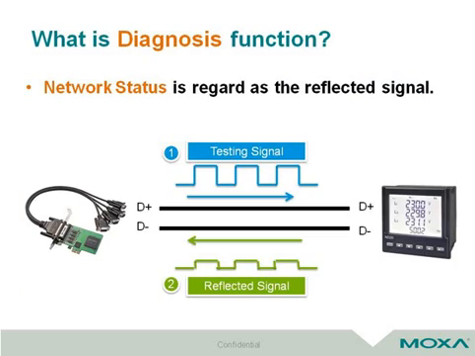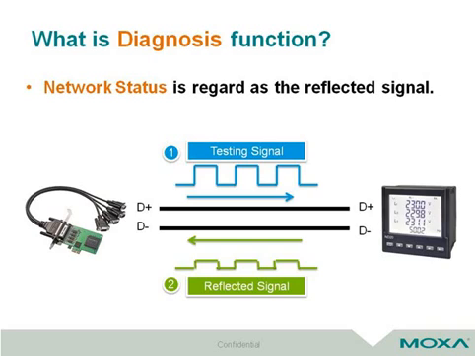Alright, we have known what the auto-tuning function is. Let's learn another function, diagnosis. It can help us to troubleshoot in the RS-485 network. After executing the function, it will give us the test result by the reflected signal. The behavior is almost the same as the auto-tuning.